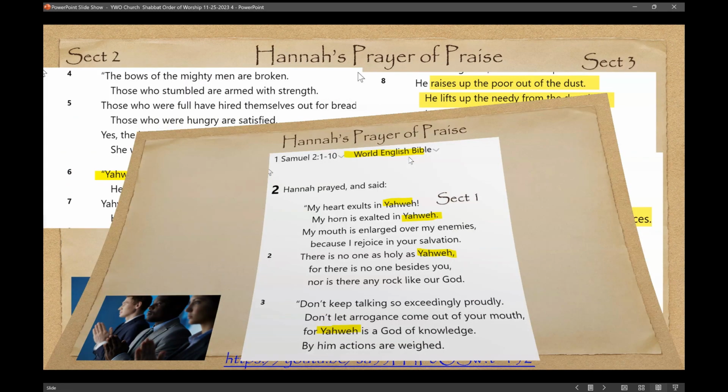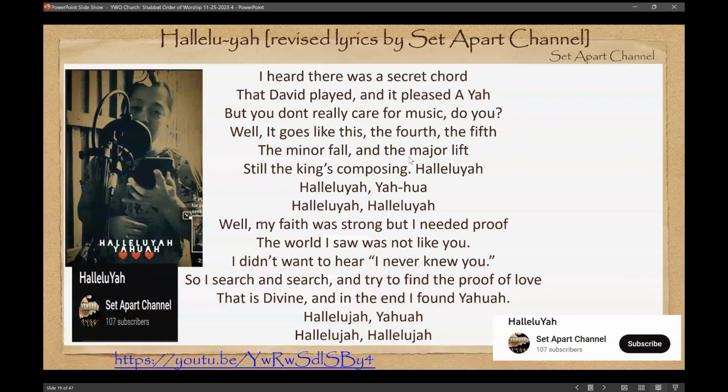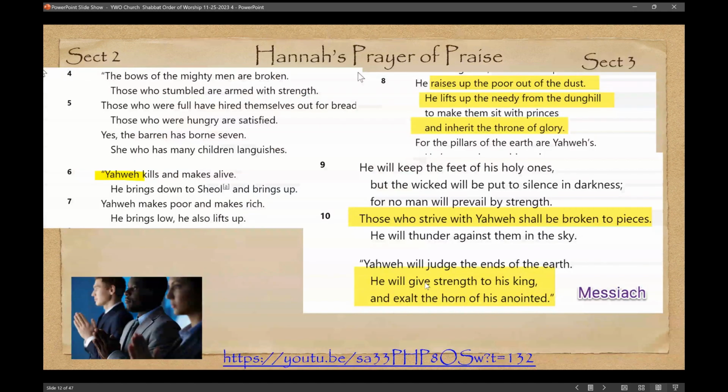And then there's various sections. It's a pretty long prayer, right? And it actually has a message about the Messiah. Yahweh will judge the ends of the earth. He will give strength to his king and exalt the horn of his anointed Messiah.